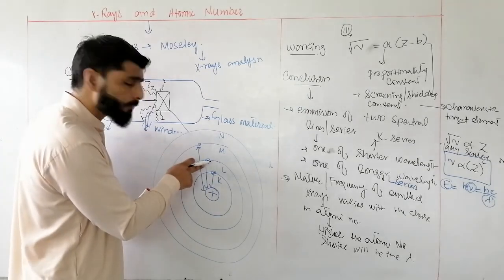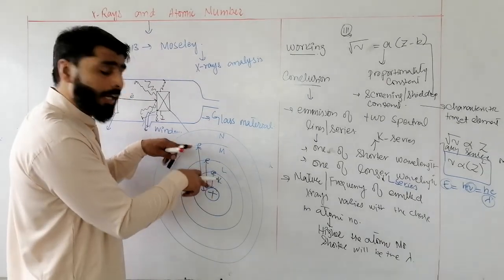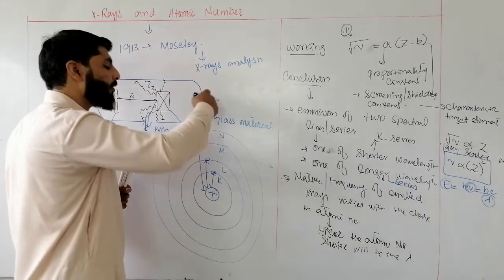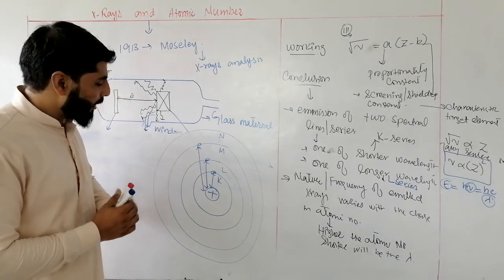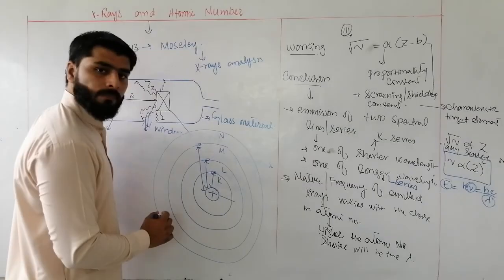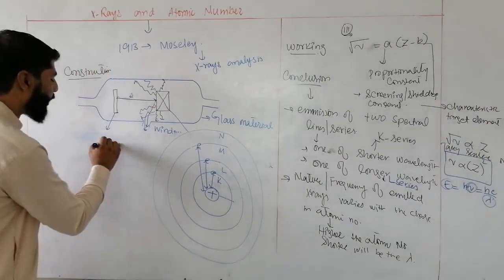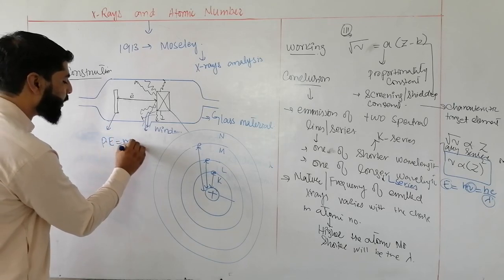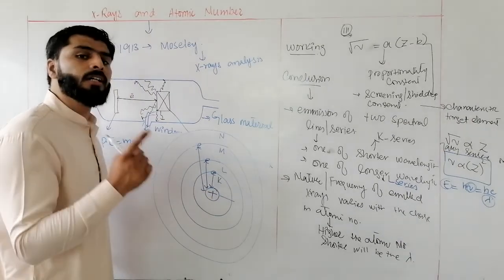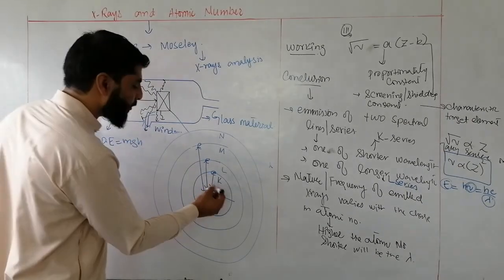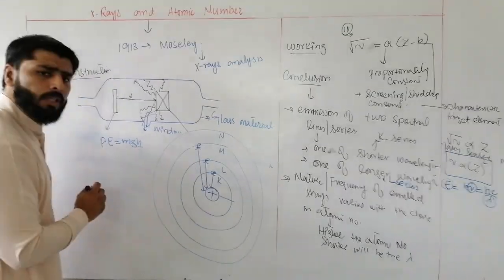lower as compared to the force of attraction on the second and first shell, and for the fourth shell it will be even lower. Means, with respect to the nucleus, if we find the potential energy mgh, then the electron in the first shell will have lesser energy, because with respect to its position from the nucleus it is at a lower position, h is lower.